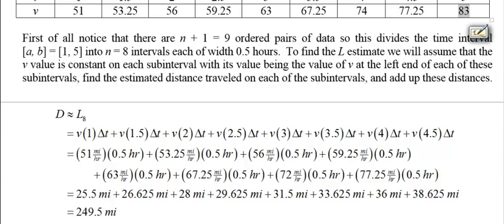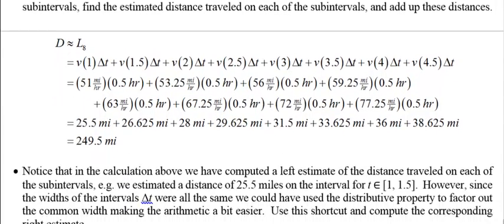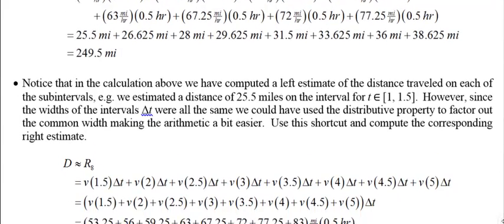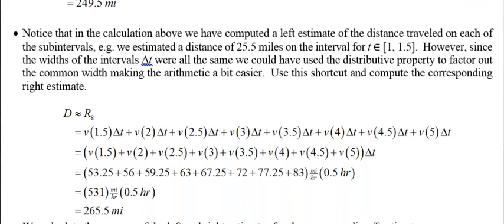Okay, moving on, let's try the same thing for the right estimate. Here I did it using the factoring out version. So I was able to factor out that delta t since it was the same each time. The delta t was 0.5 hours. All of these were miles per hour, so I just factored out my units. And then I add up the velocities as we go through here.